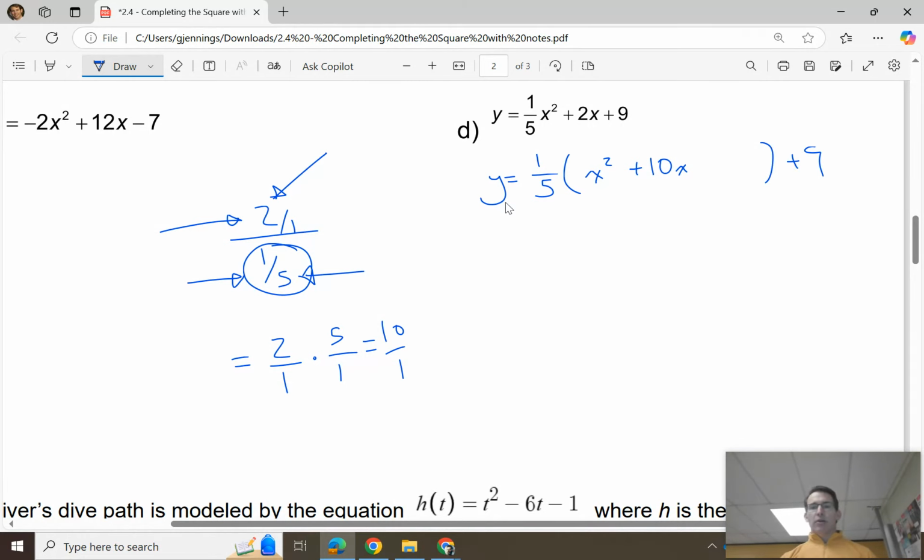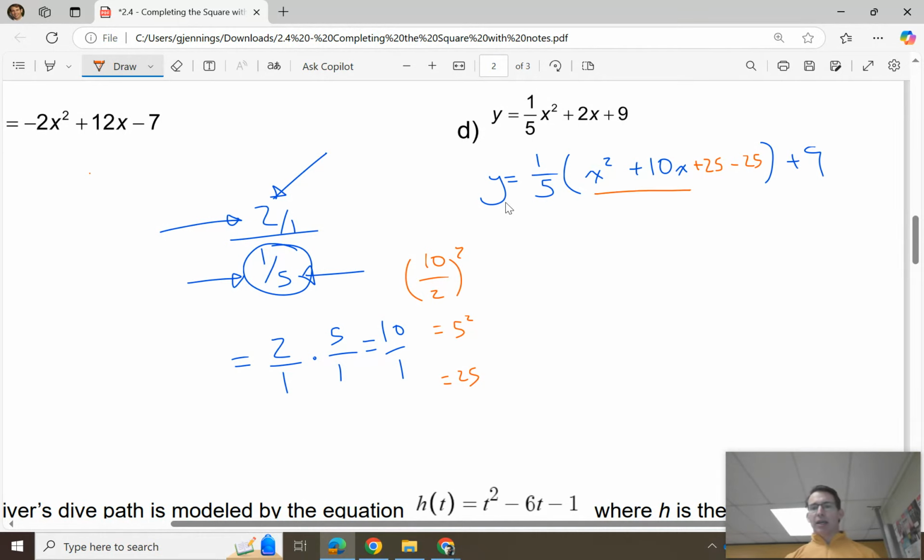Okay, so now we take this number 10 and we divide it by 2 and square it. So we do 10 divided by 2, square it. That gives us 5 squared. That gives us 25. Cool. So then we're going to add and subtract 25 inside the brackets. That's our magic number that completes the square. That's how we do it.